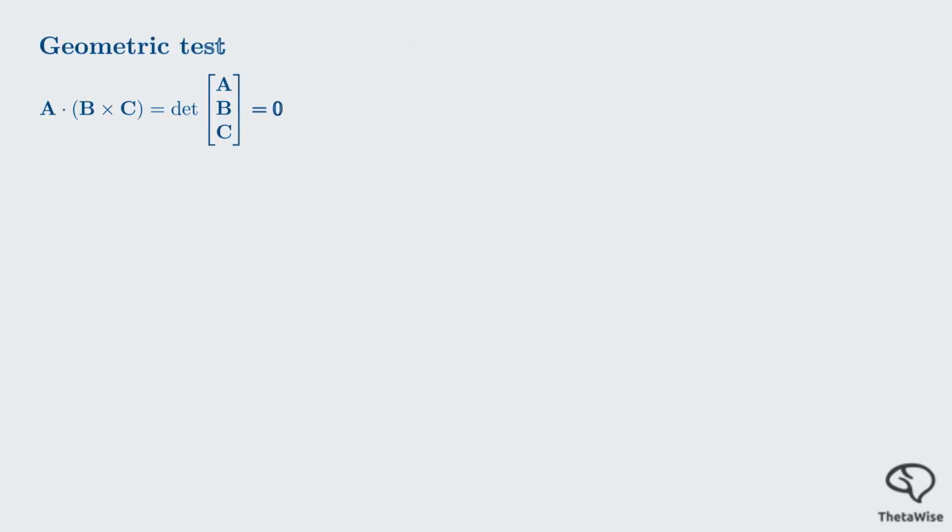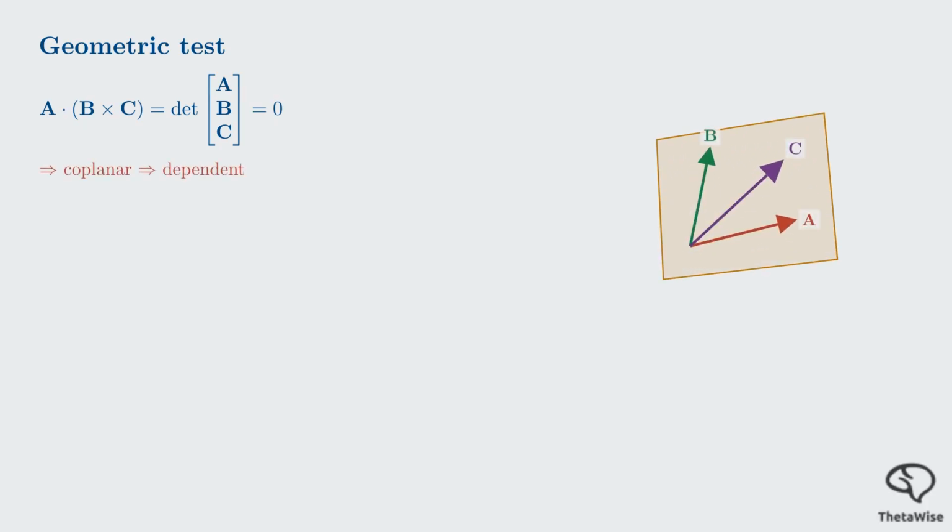The scalar triple product gives a fast geometric test for 3 vectors. If the determinant of their component matrix is 0, they are coplanar and therefore linearly dependent. This connects directly to our central example. For A, B, and C, the determinant became 8m minus 52. At m equal to 13/2, the determinant is 0. The parallelepiped collapses into a plane, and the vectors are dependent. For any other value of m, the determinant is non-zero, the volume is non-zero, and the 3 vectors are independent.